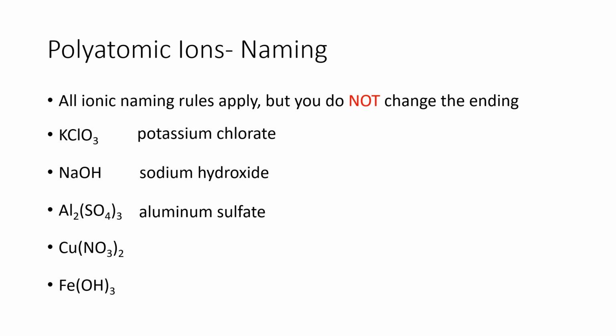Cu(NO3)2. Cu is copper. Remember, copper is a transition metal, so you need to include Roman numerals. NO3 is nitrate. When you uncrisscross these, you discover that it's copper 2 nitrate. Then we have Fe(OH)3. Fe is iron, and it is a transition metal, so you need your Roman numeral. And OH is hydroxide. When you uncrisscross this, you figure out it's iron 3 hydroxide.